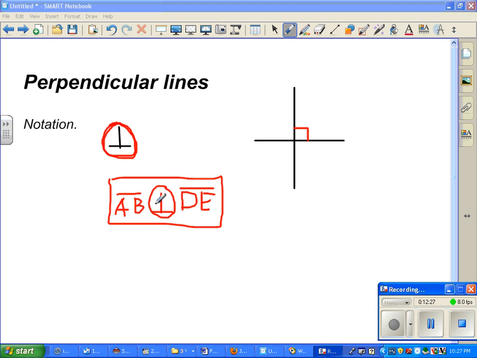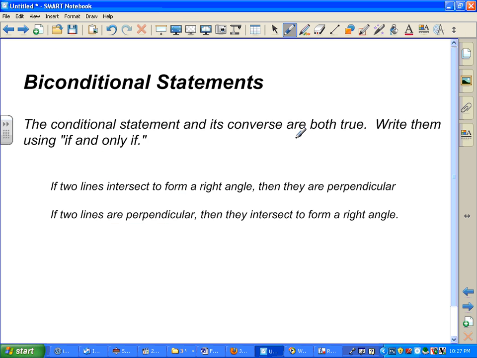Time-wise, we're doing okay. We're getting close. A biconditional statement. Here's what you need for a biconditional: the conditional statement and the converse are both true. If that happens, you can write it as a biconditional, and you use if and only if. So let's take a look at this. Here's my conditional. If two lines intersect to form a right angle, then they are perpendicular. Is that true? Yes, it is. We just talked about it.